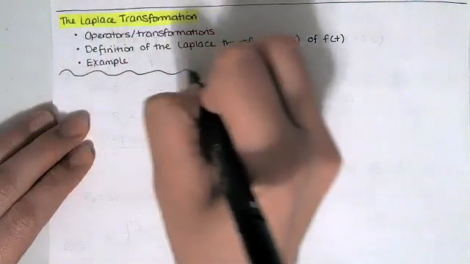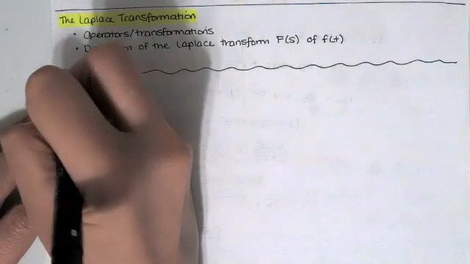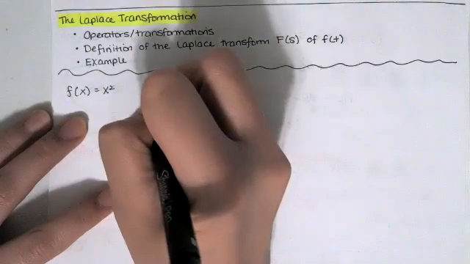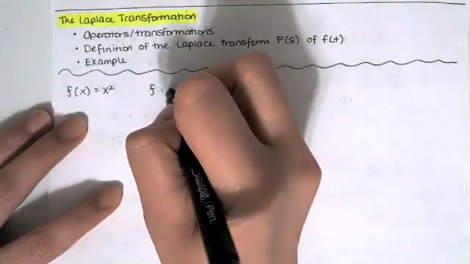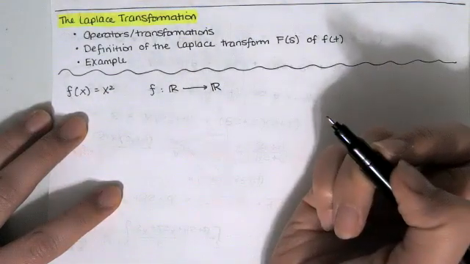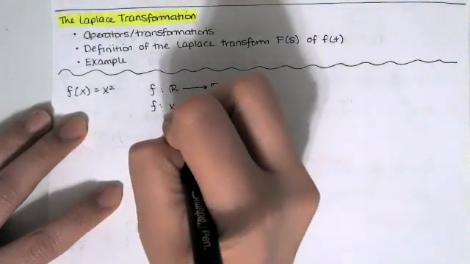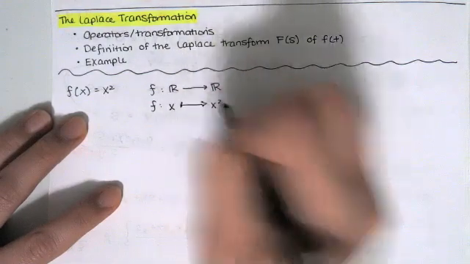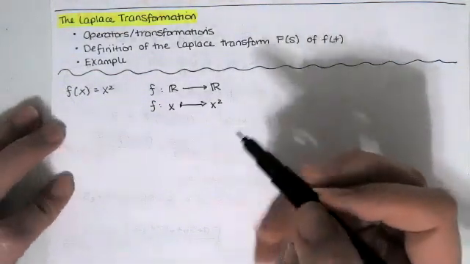So operators or transformations are very similar to functions. Here's an example of a function, f(x) = x squared. f(x) = x squared takes a real number, x, and then it maps it to another real number given by x squared. Or we can think of it this way. It's taking an x value and then mapping it to a real number given by that number squared. So a function takes a real number and gives you a real number back.